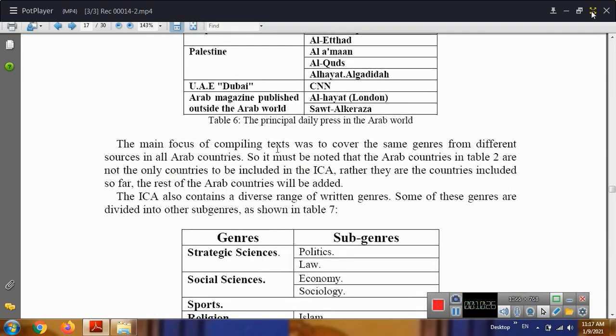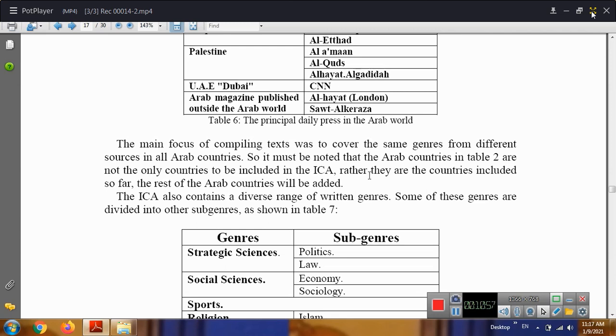Al-Aman. The main focus of compiling text was to cover the same genre from different sources in all Arab countries. So it must be noted that the Arab countries in Table 2 are not the only countries to be included in the ICA, rather they are the countries included so far. The rest of the Arab countries will be added. The ICA also contains a diverse range of writing genres. Some of these genres are divided into other subgenres.